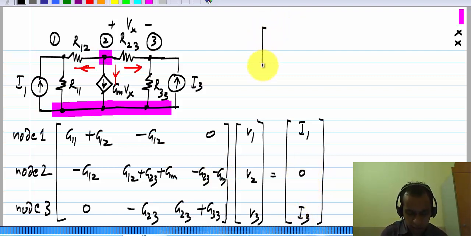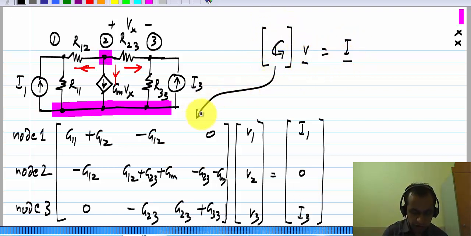So it's still of the form G times V is I, and this G matrix contains the conductances and the transconductances, or the coefficients of the voltage controlled current sources in the circuit. And also you can see that the structure is not symmetric. But other than the fact that the G matrix is asymmetric, it's not very different from the case of having only resistors. So it turns out this is the simplest of the control sources. For other control sources, we will have to do things like we did in case of the voltage source, using super nodes and so on.